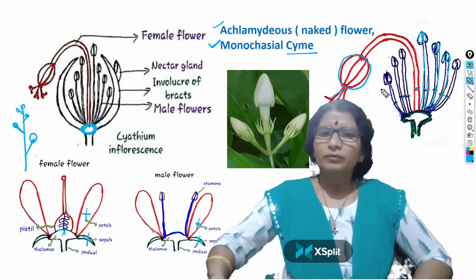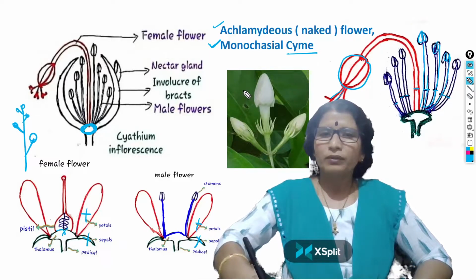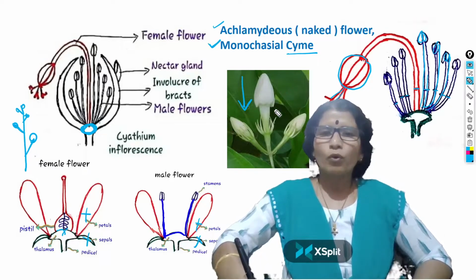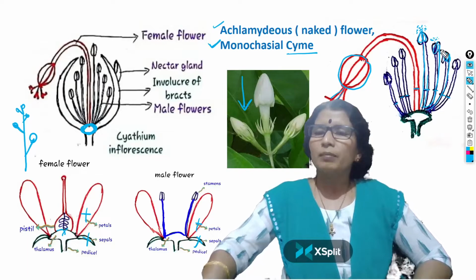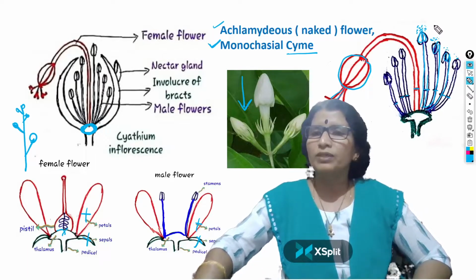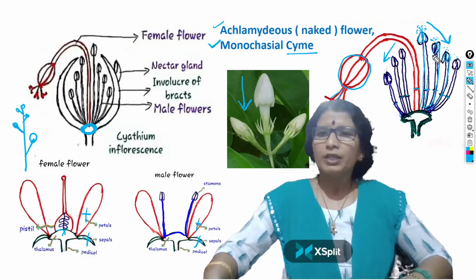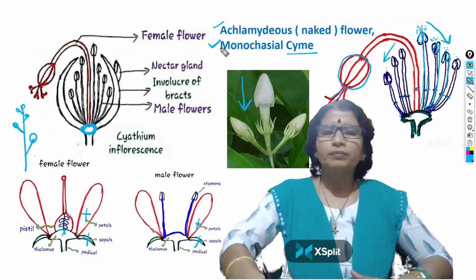Here cyme means, as in jasmine, which I already taught you, the opening of flowers we can see from top to bottom. First the top flower opens, then later the basal one. The first stamen matures first, so it produces pollen grains first. Then later this stamen liberates pollen grains. Later this one. Later this one. So the maturity of stamens also we can see from top to bottom. This type of development and arrangement in male flowers we call monochasial cyme.